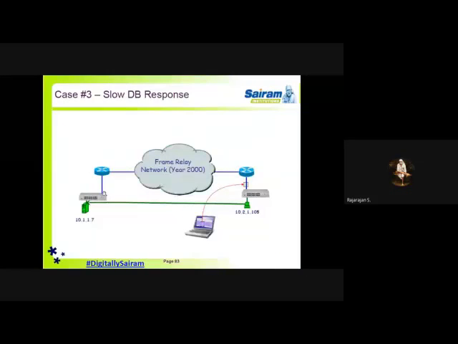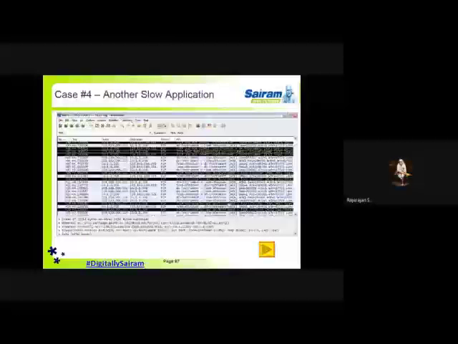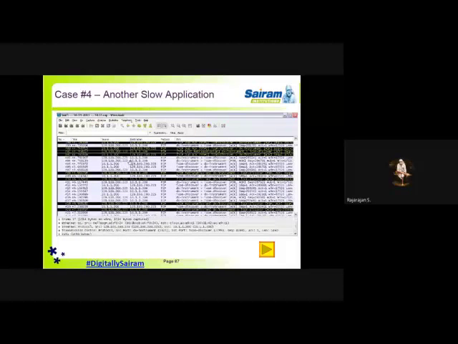Next is case study 3. This is for a frame relay, FR, connection. In a frame relay network also, this particular software is giving the output very properly. The server is 10.1.1.7. The remote is 10.2.1.105. These two are getting connected through the frame relay network. Now we can use the software here also, but port mirroring must be enabled. This is actually called a slow DB response, DB being database.